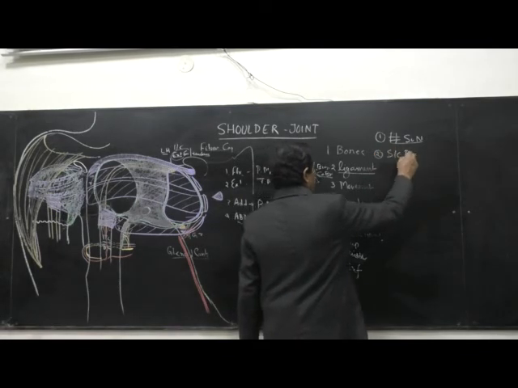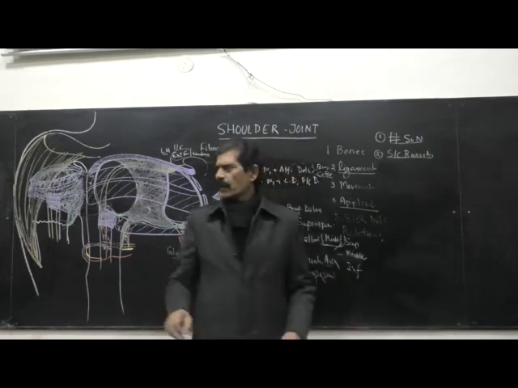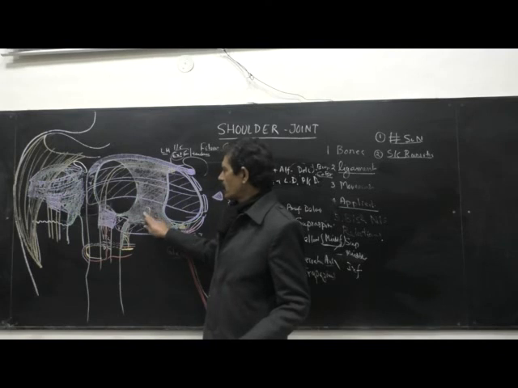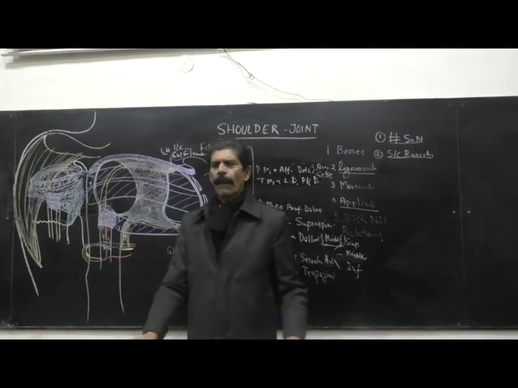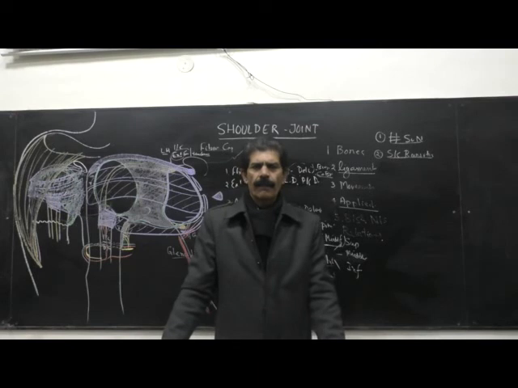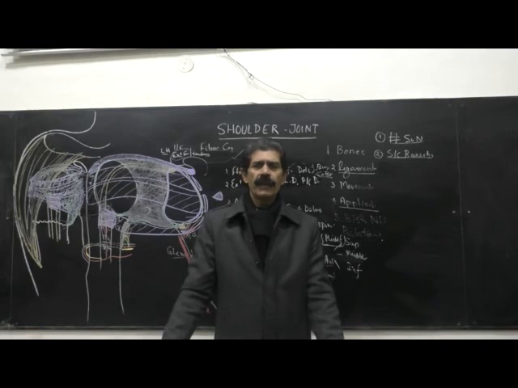The second is the subscapular bursitis. As we know, the subscapular bursa is in relation to the subscapularis muscle. So the inflammation or the infection of this bursa leads to pain in the lesser tubercle, and that is called bursitis. Subscapular bursitis may be there. So the patient comes with painful restriction of the movement of the shoulder joint.